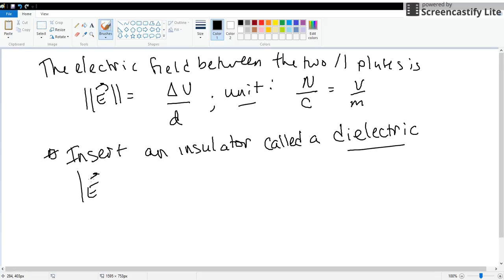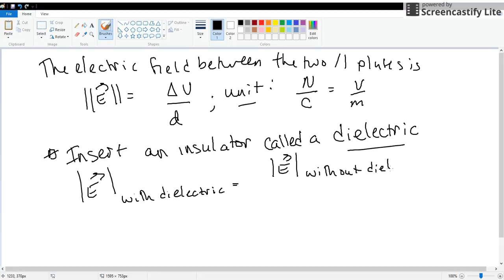We know that the magnitude of the electric field with the dielectric is equal to the magnitude of the electric field without the dielectric divided by the dielectric constant. The dielectric constant is positive and it is greater than 1. So if the magnitude of the electric field with the dielectric equals a positive value divided by a value greater than 1, then the magnitude of the electric field with the dielectric has decreased, because you've put an insulator between the two plates to impede the current that would be flowing between them.